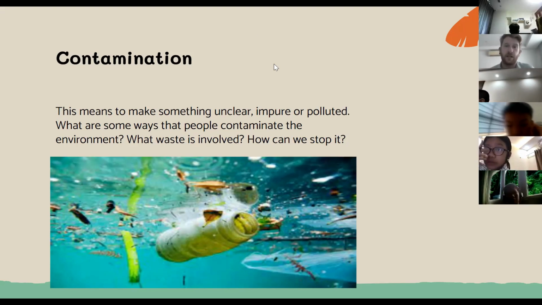Okay. So if I was to say that the water is contaminated because I put B's sock in it. So I put B's sock in some water, and now the water is contaminated. The water is dirty, it's unclean, right? What are some other things that can cause contamination?